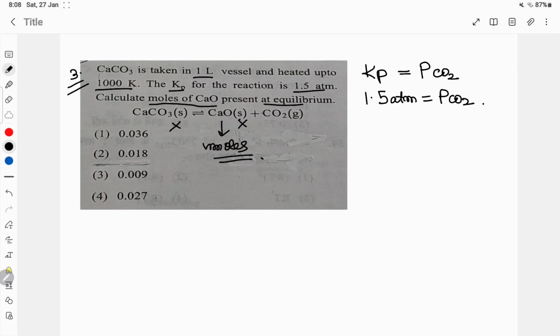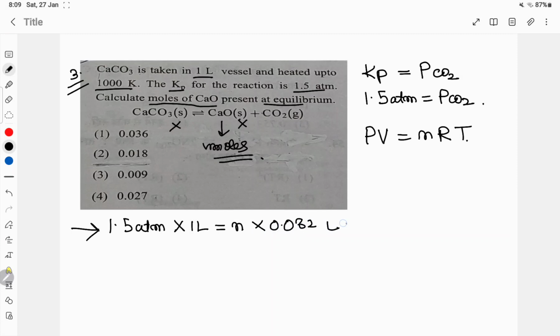We have to find the number of moles, so let's apply the ideal gas equation, PV equals nRT. P is 1.5 atmosphere, volume is 1 liter, number of moles n, R is 0.082 liter atmosphere Kelvin inverse mole inverse, and temperature is 1000 Kelvin.